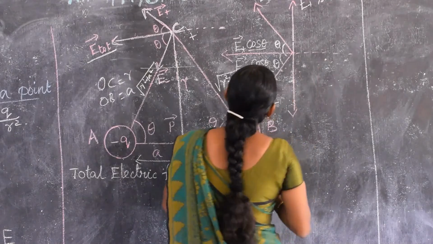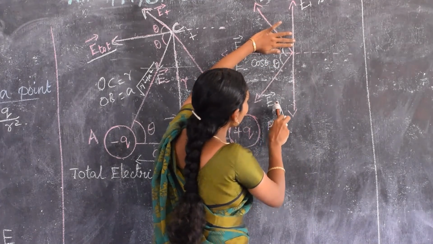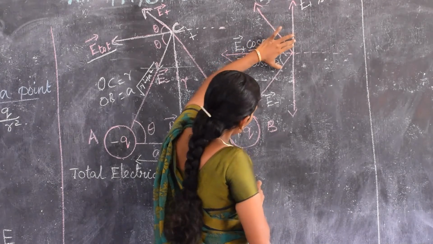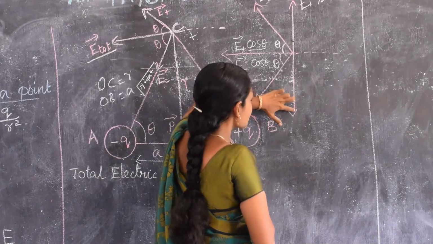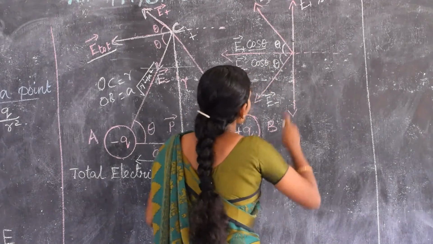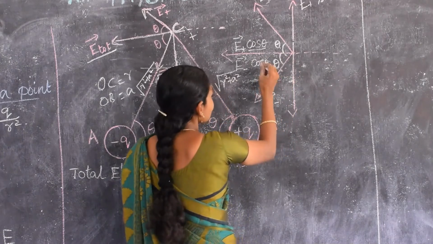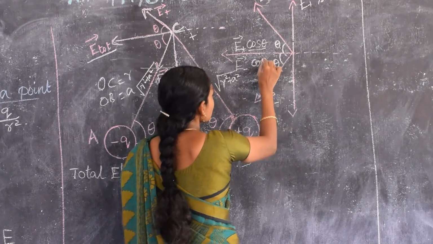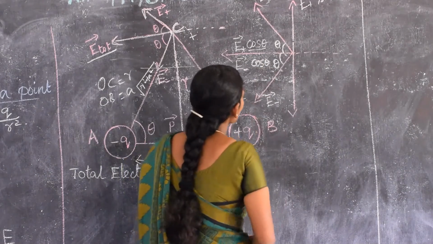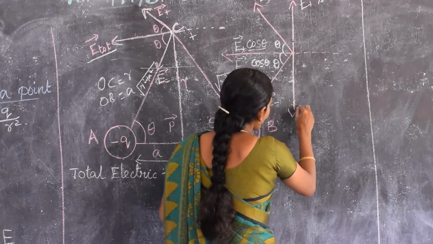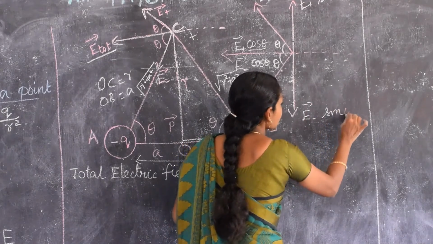This part is over. See this part only. Next we calculate the electric field due to the negative charge. Once again we resolve this into two components, one a horizontal component and another a vertical component. So as usual this is theta. The adjacent one is the horizontal component, so this is E vector minus cos theta. And this is the vertical one, so this must be E vector minus sin theta.